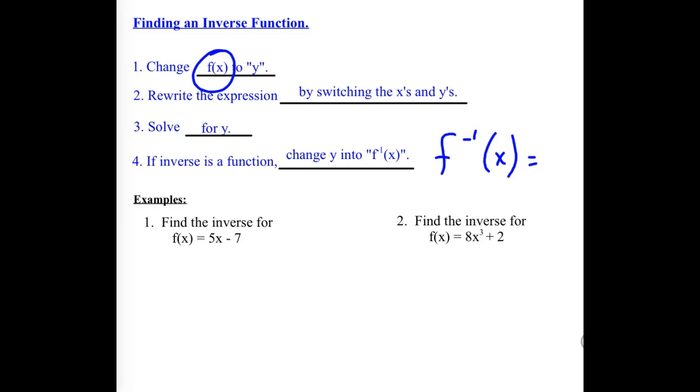I can start out with something that's a function and its inverse is not a function. I can still calculate the inverse. I can come up with an equation for it, but it's not going to pass my vertical line test. It's not going to be a function. Okay? So we only do this last step here if it is in fact a function. Otherwise, we would just leave it as a y.